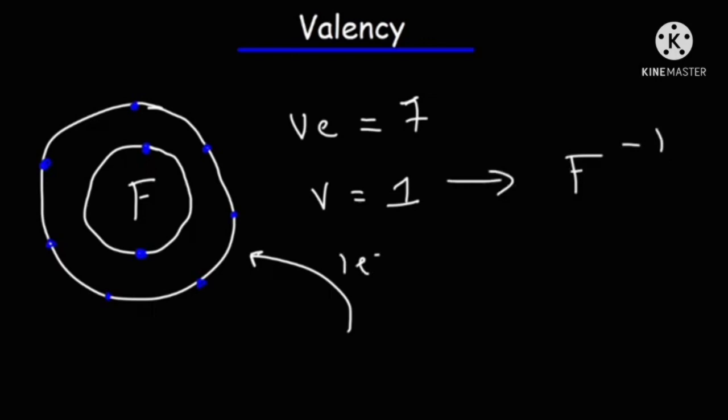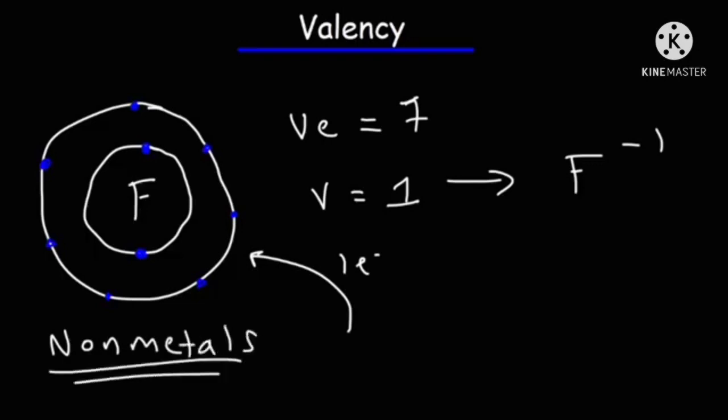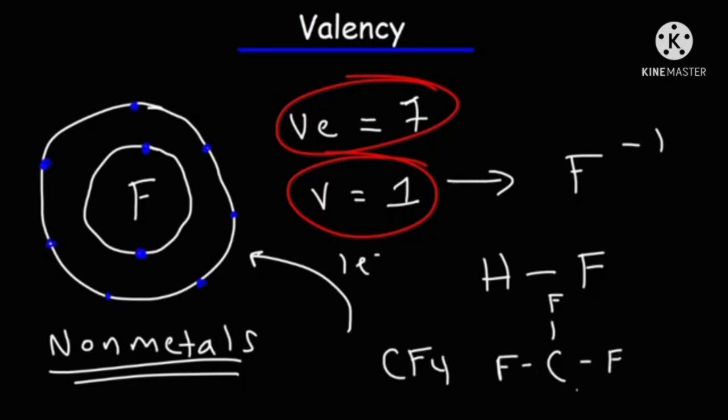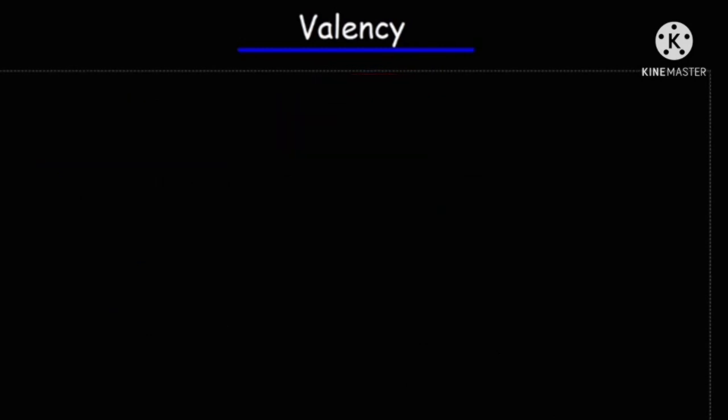Valency is 1. So why I am writing F minus 1, that we will talk about later. Okay? Fluorine is a non-metal. Generally most non-metals gain electrons and acquire negative charge. So here the valency of fluorine is 1. Okay? Now take the example, see here, HF, CF4, that means the carbon atom is being combined with the 4 fluorine atoms.